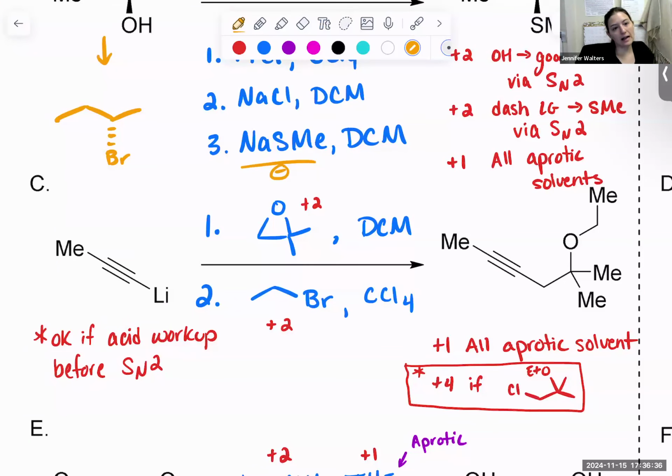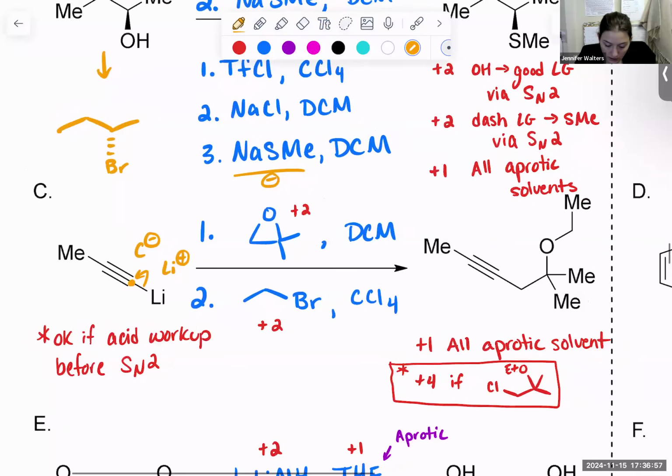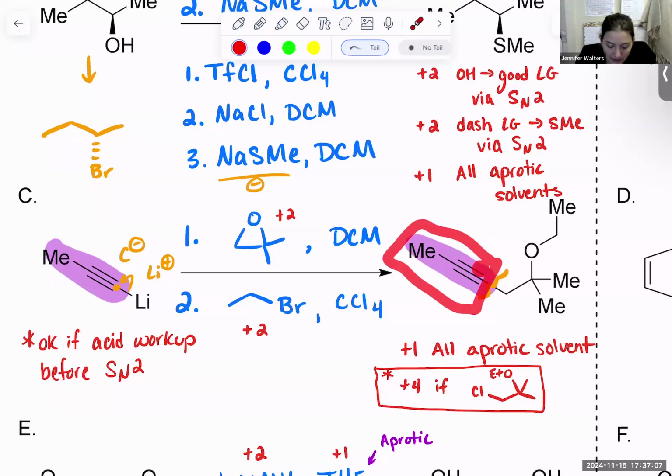Okay, for part C. Looking at what is different, I am recognizing that I have this alkyne. This alkyne right now is going to be a strong nucleophile, strong base, because remember that this dissociates. So you get Li plus and that C minus. So I recognize that that is a strong nucleophile and a strong base. And what I see here is that there is that same carbon pattern. So I'm going to assume that this is what I'm adding in, and this is what I need to make.